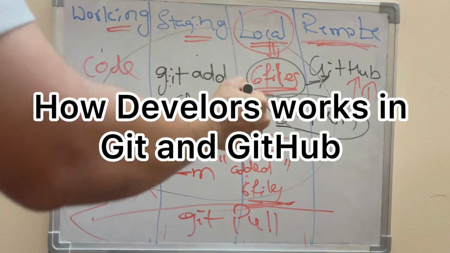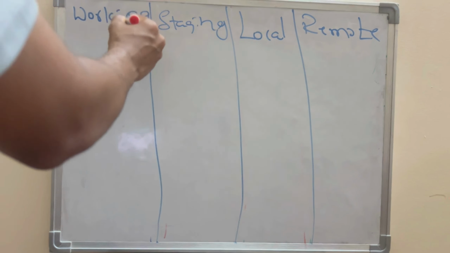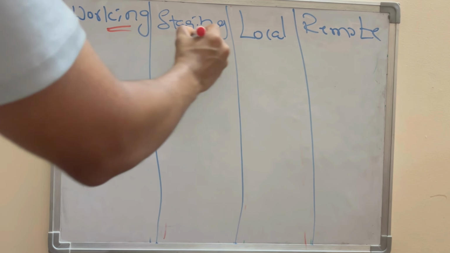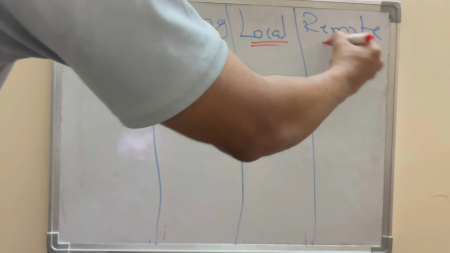How do developers work in Git and GitHub? Let me explain. There are 4 stages in Git: working area, staging area, local repository, remote repository.